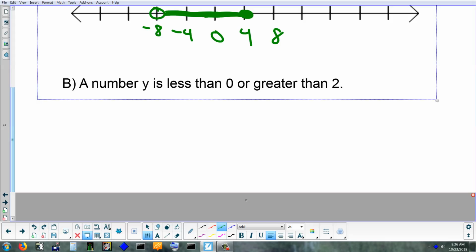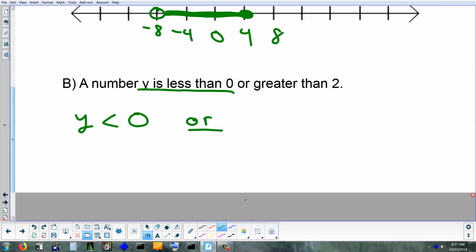So what's the letter we're going to use here? We're not using X this time. Y. So let's start with the first one. Y is less than 0. How would I write that? Basically, just tell me which way the inequality would point. To the left. Y is less than 0. Now, what should I write next? Yep. Or. You got to put the word or.